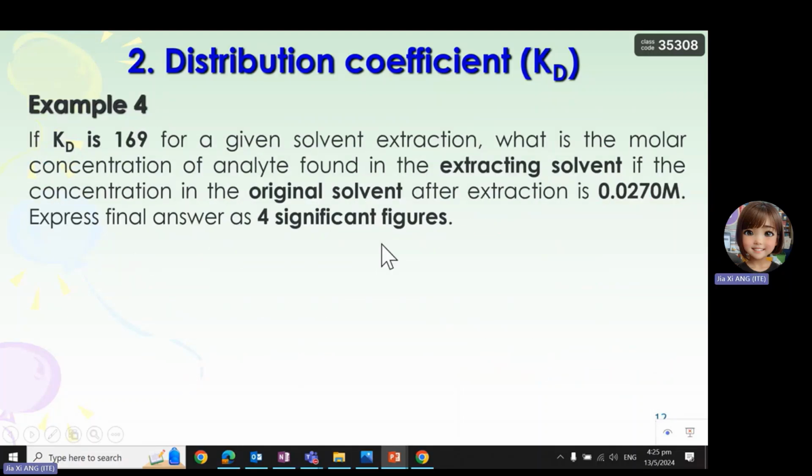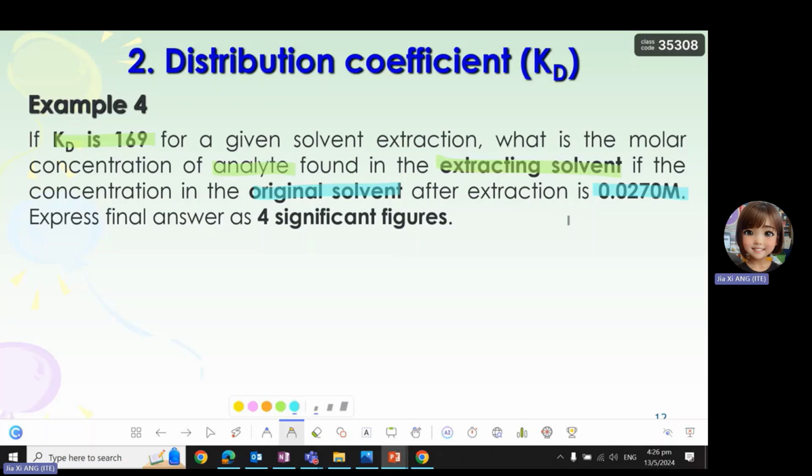So moving to example 4. The question says that KD is 169 for a given solvent extraction. What is the molar concentration of analyte found in the extracting solvent if the concentration in the original solvent after extraction is 0.0270? You're supposed to present your answer in 4 significant figures. So take note, always present your answer as per what the question requested.